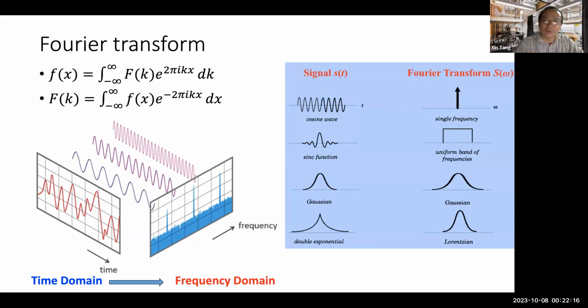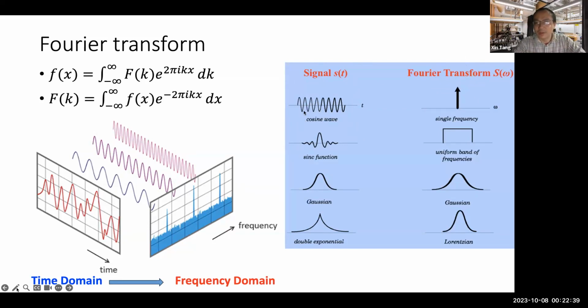What is the inverse Fourier transform of one function? People already know that. Here I show a few particular examples, four of them. The first column is in the time domain, any signal s(t), where t is time, and the second column is in the frequency domain. That is the Fourier transform.